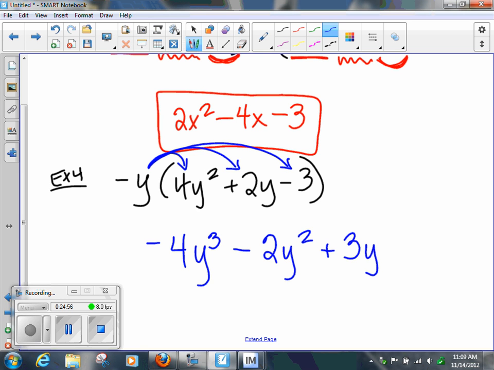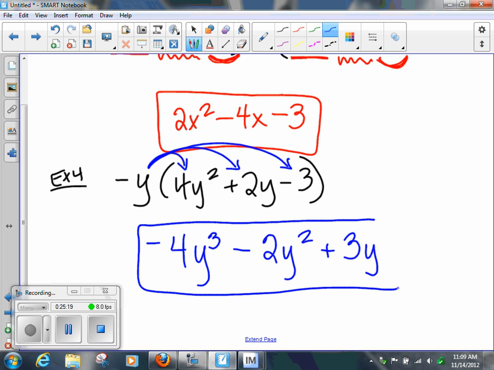Question? Preguntas? Distribute, yeah, we already did. We distributed, we multiplied negative y to each of those terms. Okay, and do I have any like terms that I can combine now? Yes or no? No, I'm done. That's all I can do.